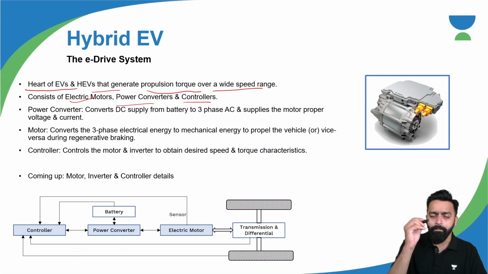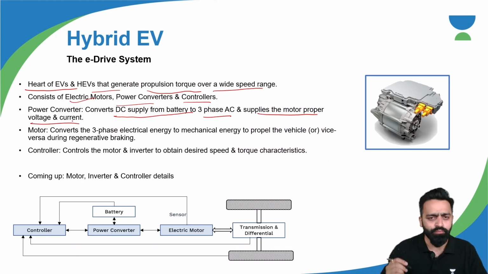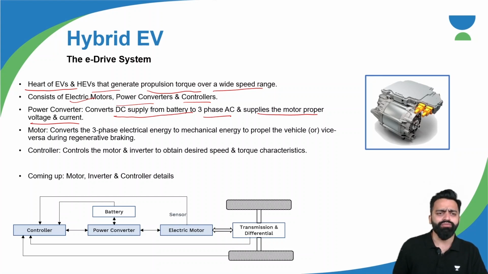So here, as we are discussing the drive system, we have mentioned that power electronics is the system which converts the DC supply from the battery to three-phase AC and supplies the motor the proper voltage and current. As per the requirement of the motor, the power converter should be capable of converting the DC into AC with the required voltage, current and frequency. Also, the motor, as I told you, converts three-phase electrical energy into mechanical energy to propel the vehicle, or vice versa during regenerative braking.